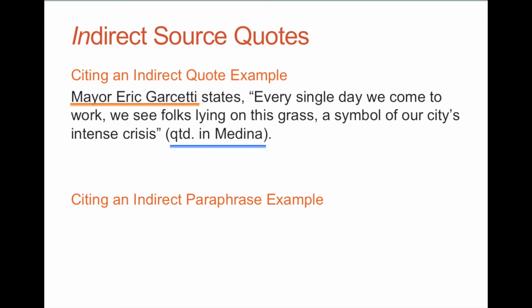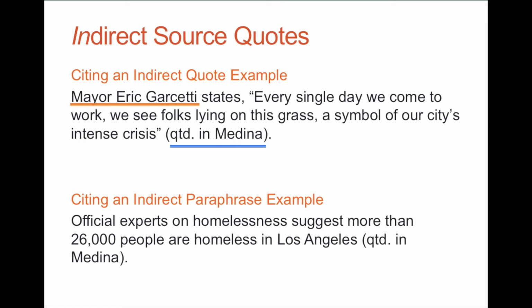Now, if we wanted to do a paraphrase with an indirect source, it would look something like this. Official experts on homelessness suggest more than 26,000 people are homeless in Los Angeles. Because Medina cited this as a paraphrase herself, I'm choosing just to re-paraphrase it in my own words. I'm using a similar signal phrase, experts on homelessness, that Medina used because she wasn't very specific in giving credit to these individuals. Then I give the statistic that she gives, and then I use the abbreviation quoted in Medina.